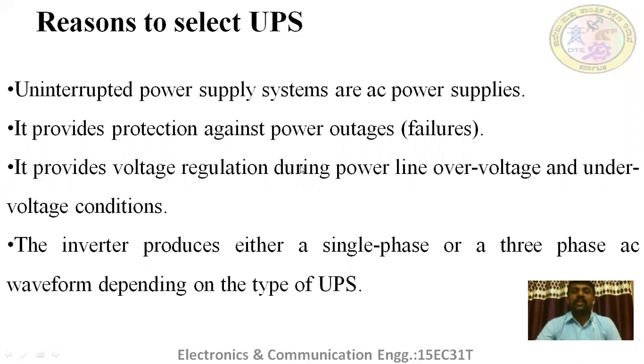It provides voltage regulation during power line over voltage and under voltage conditions. Voltage regulation means it maintains output voltage constant, that is 230 volts for single phase power supply, at all situations, when power line gives over voltage, that is more than 230, and when power line voltage drops from 230, that is under voltage conditions.